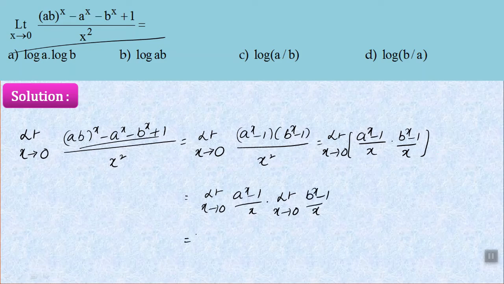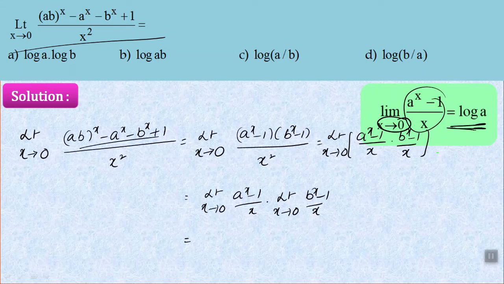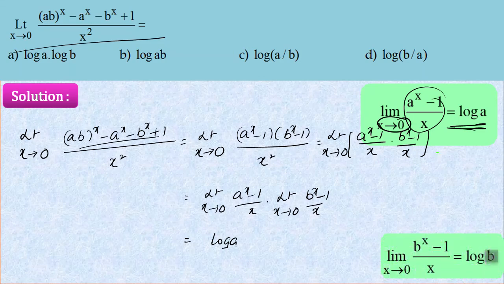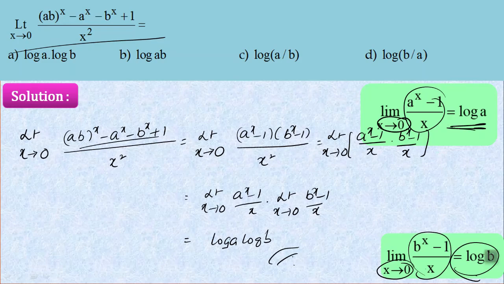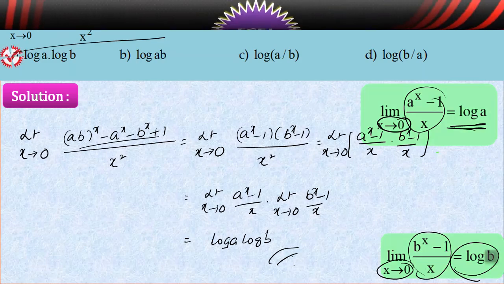This equals to, dear students, we know that limit x tends to 0, a power x minus 1 by x is equal to log a. So here log a, and we know that limit x tends to 0, b power x minus 1 by x is equal to log b. So here log b. Therefore, the answer is option A.